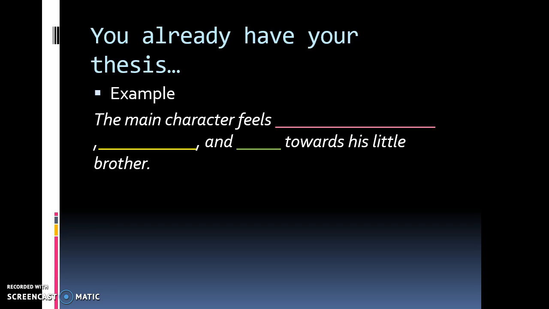So you already have your thesis created. The main character feels, and then you have your 3 blanks there. After you've gone through your graphic organizer, you will simply pull in your 3 reasons that you found to support that, or the 3 ideas, and fill them in the blanks. And you've established your bing, your bang, and your bongo. So the main character feels disappointment, responsibility, and guilt towards his little brother.